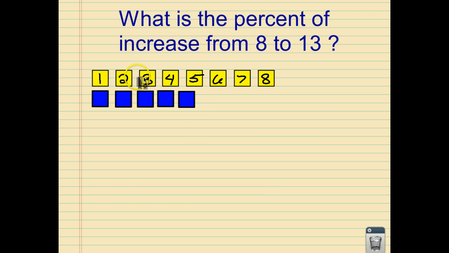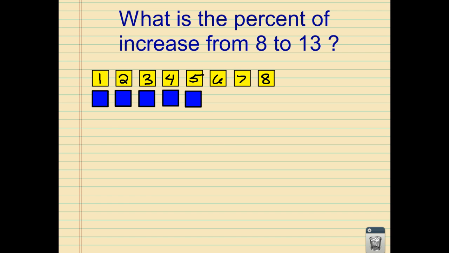Let me actually get a little bit more precise here and put them underneath. Okay. As you can see, the original 8, if I were to take half of 8, I would be at 4, which would be a 50% increase. But since I have 5, I know that just looking at the color scheme alone, that the blue is more than half of the yellow. So the percent increase is going to be more than a 50% increase.